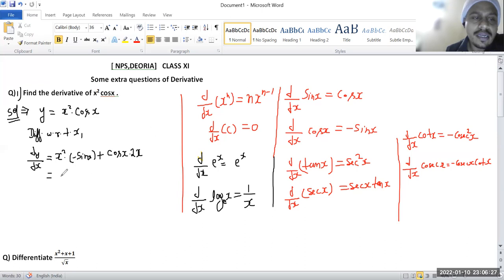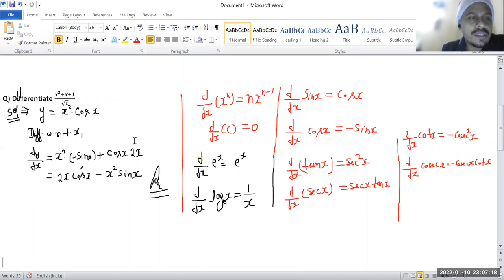Write down here: x square into minus sin x plus 2x into cos x, which is 2x cos x minus x square sin x. Okay students, so this is your answer to this question. Now move to the next question.